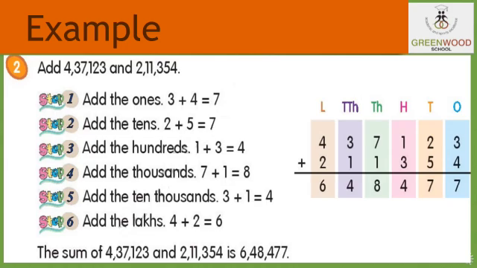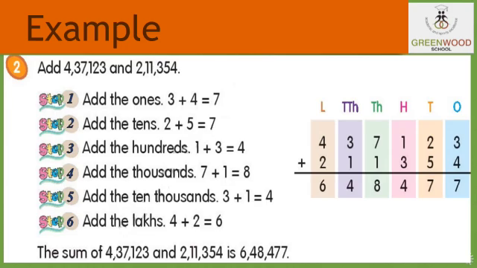Add 4,37,123 and 2,11,354. First place all the values in their respective places, that is ones, tens, hundreds, thousands, 10,000 and lakhs. Step 1, add the ones. 3 plus 4 equals 7.